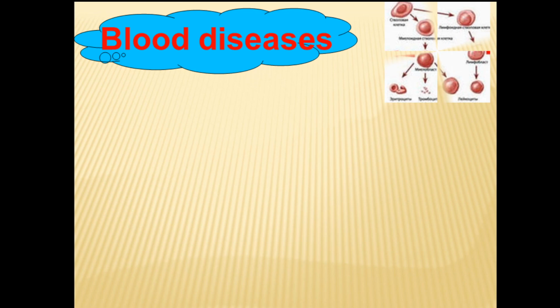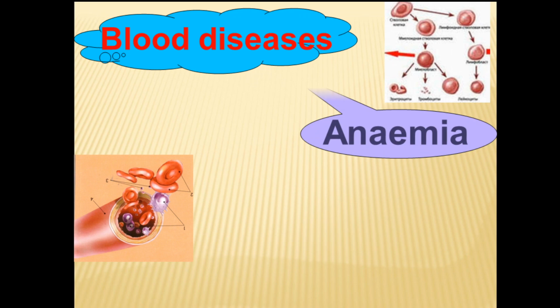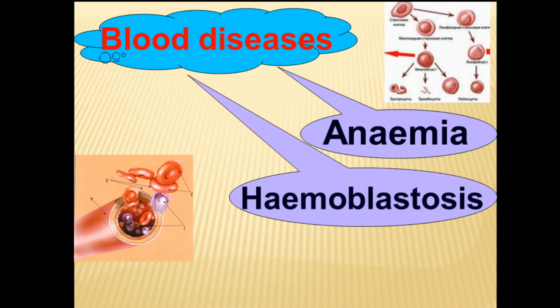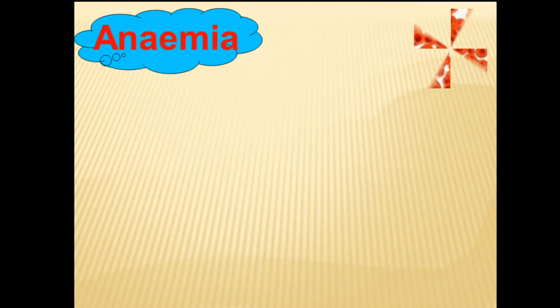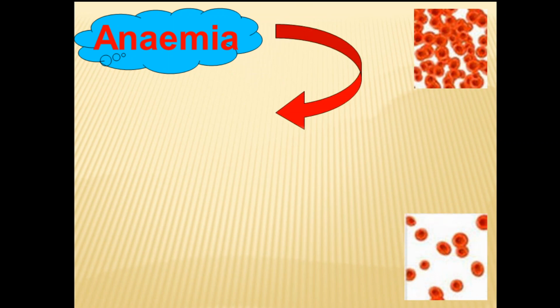If we are talking about blood diseases, approximately they may be divided into three groups depending on the activity of the main blood elements. Anemia, which appears due to affection of the activity of red blood cells. Hemoblastosis, primarily appears due to affection of white blood cells, and hemorrhagic diathesis, which is tightly correlated with the activity of platelets. We'll stop on every blood disease separately and give the characteristics.